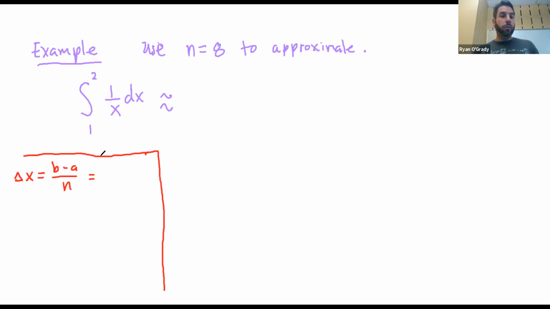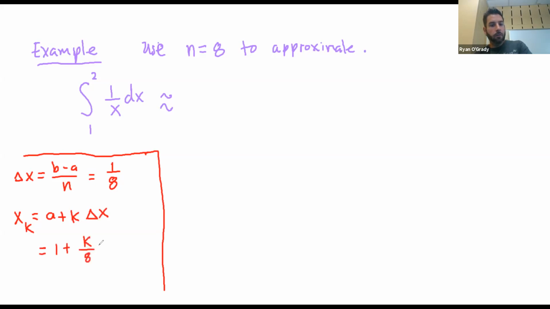So in this particular problem, it's 2 minus 1 over 8, which is 1/8. You need that piece. And then what are your x sub k's? This is another thing that's difficult for us. Remember, it's always a plus k delta x. So in this particular problem, it's 1 plus k over 8.